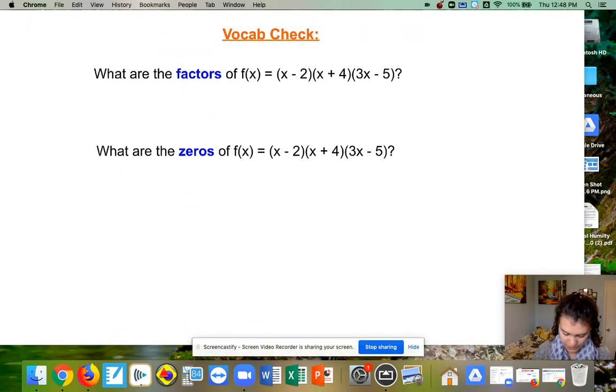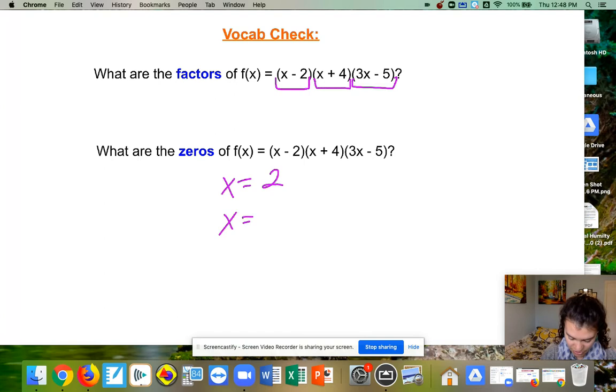So the first one, just a vocab note. Factors of something would be these chunks. So x minus 2 would be a factor of this function. The zeros then are what make those factors 0. So like x equals 2, x equals -4, x equals 5 thirds would all be zeros. But the actual chunk of the function is a factor.